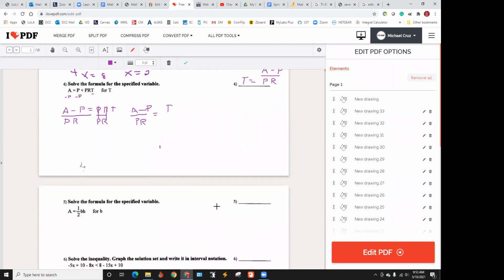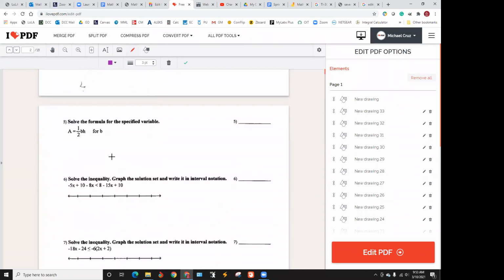All right. So here's another one. This is the one that's called the area of a triangle. So solving for B. Now what I would do on this one, just to clear that fraction, I'm going to multiply both sides by 2. So 2 times A. And remember, this is 2 over 1. And so this is why this goes away.